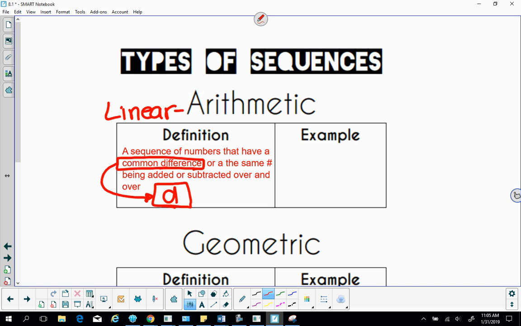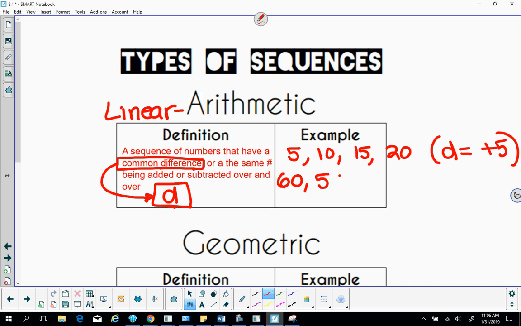Let's go over some examples. 5, 10, 15. What comes next? 20. How do you get that? I added 5. So my D, my difference, is plus 5. My common difference means I'm adding 5. Let's do another one. 60, 58, 56. What would be the next one? 54. How do you get that? Perfect. My difference would be minus 2.